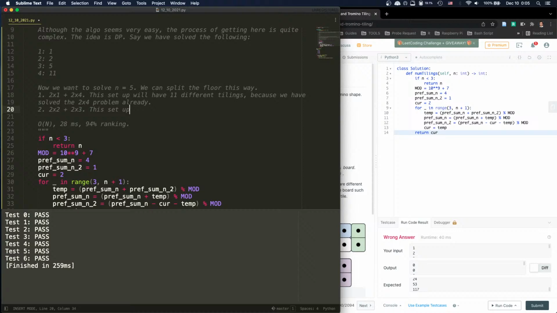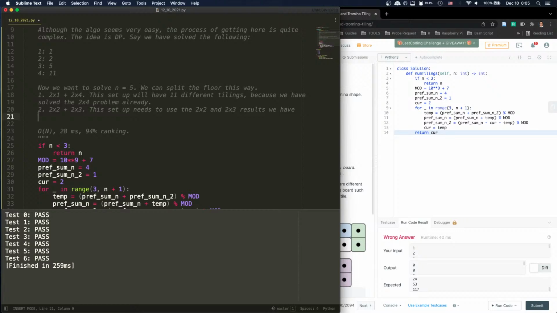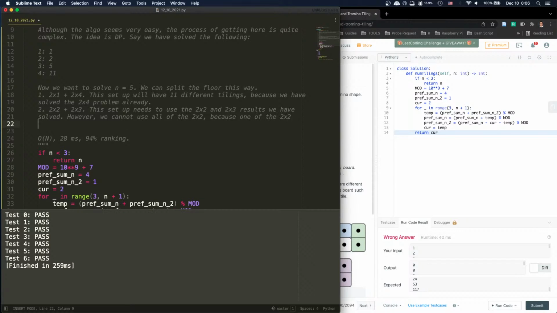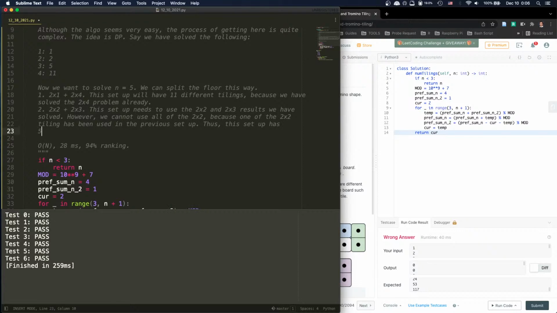Now this setup needs to use the 2 by 2 and 2 by 3 results we have solved. However, we cannot use all of the 2 by 2 because one of the 2 by 2 tilings has been used in the previous setup. Thus, this setup has 5 different tilings.